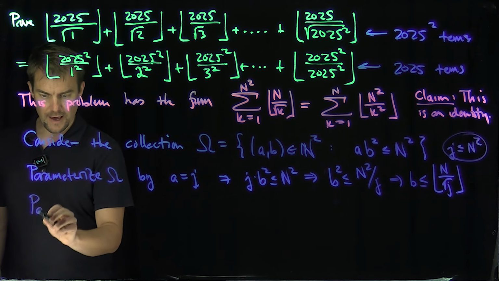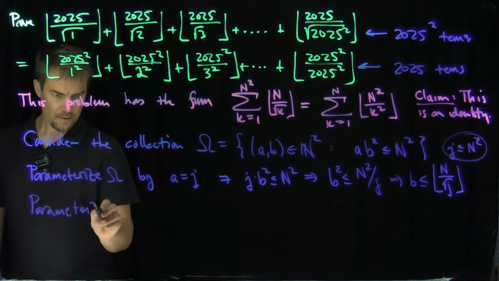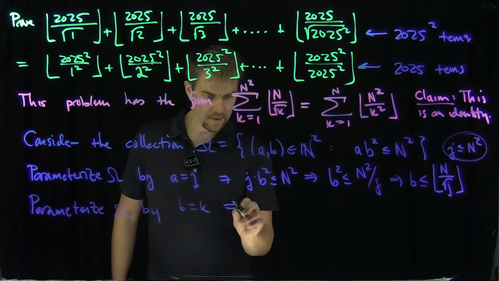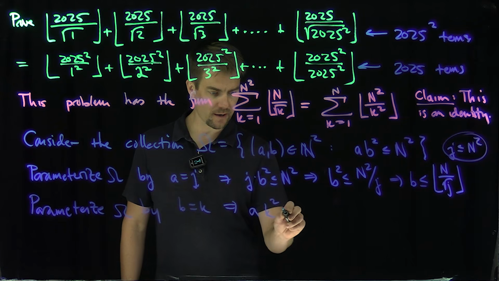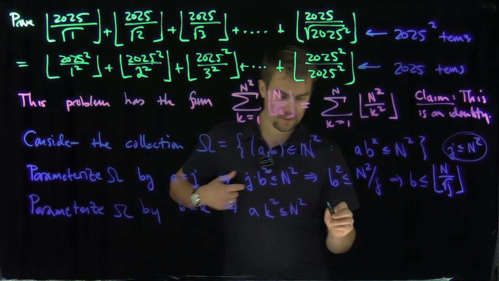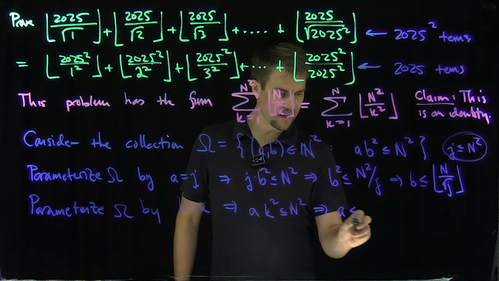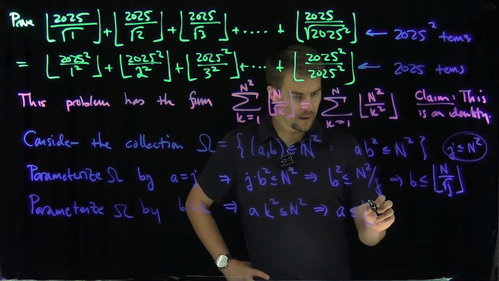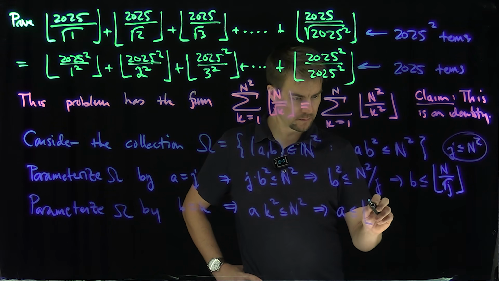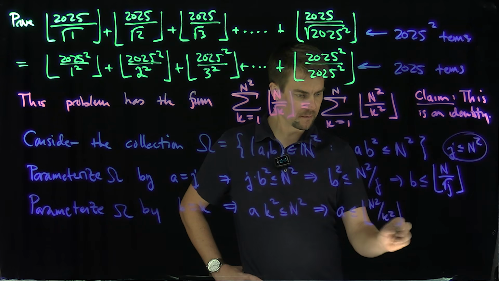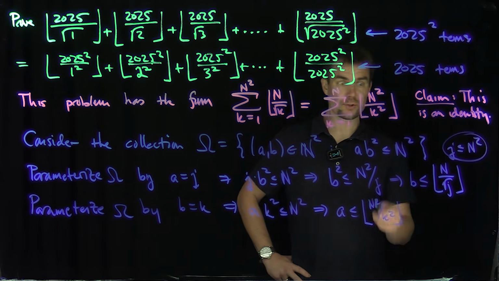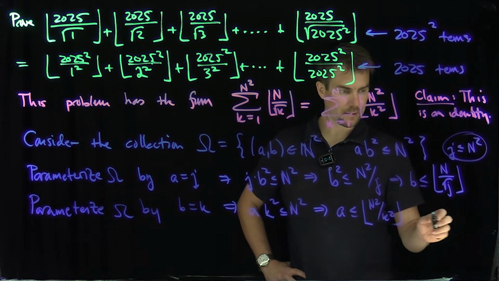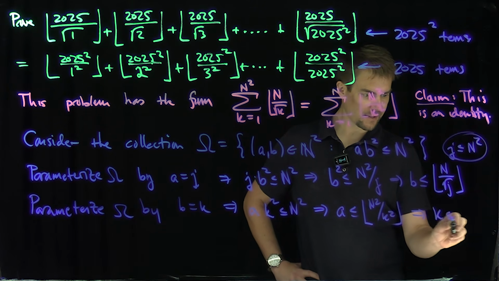And now parameterize omega by b equals k, okay? This implies that a times k squared is less than or equal to n squared, and that implies that a is less than or equal to the floor of n squared over k squared. How many terms are there over here? Then a is bounded by n, right? So over here, k is less than or equal to n.